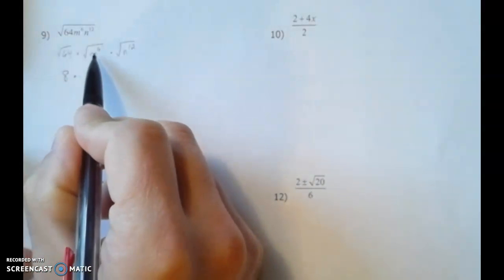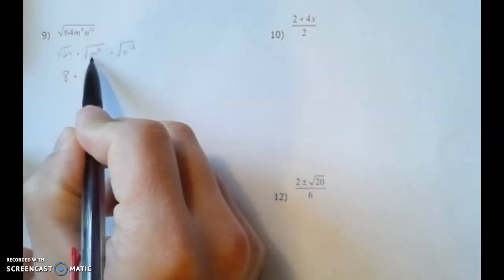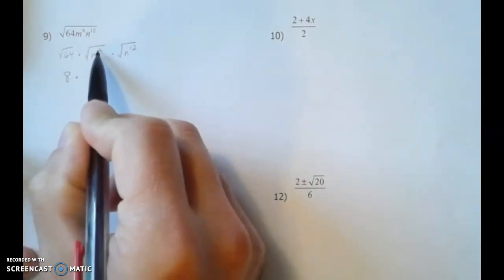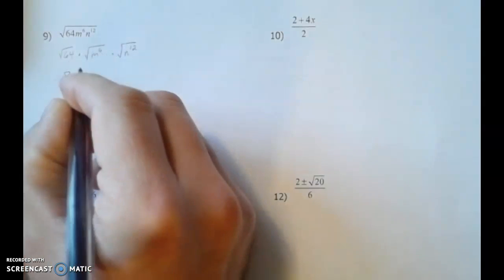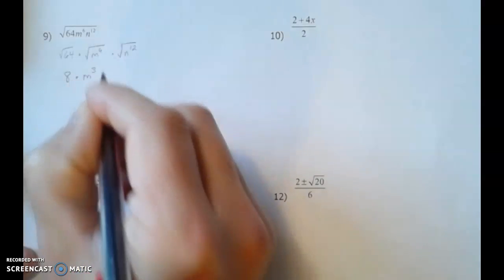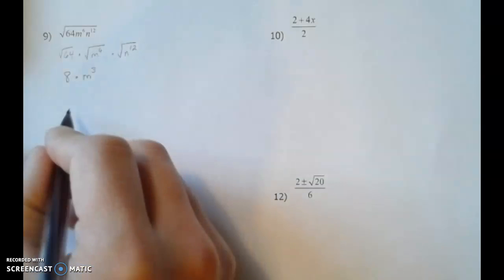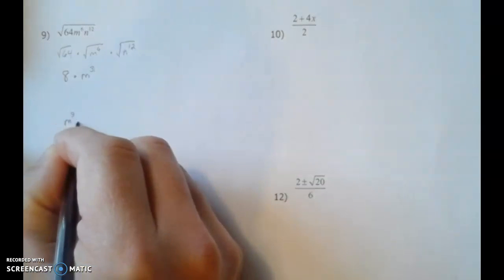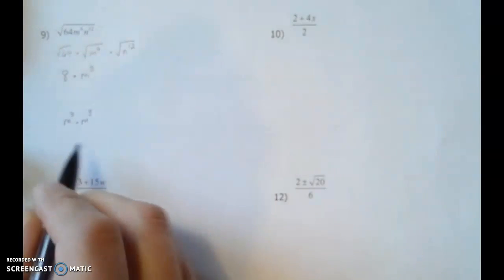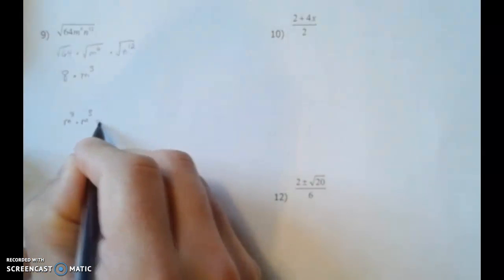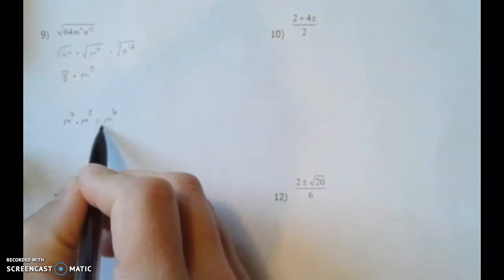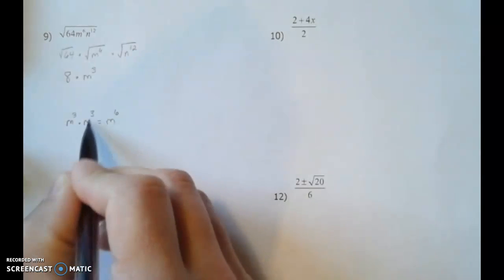Times, all right, now I've got to think about how I can write the square root of m to the 6th. Well, the square root of m to the 6th is actually m to the 3rd power. If you remember working with your exponent rules, m to the 3rd times m to the 3rd, I add these together to give me m to the 6th power. And so now if I take the square root of m to the 6th, that gets me back to m to the 3rd power.